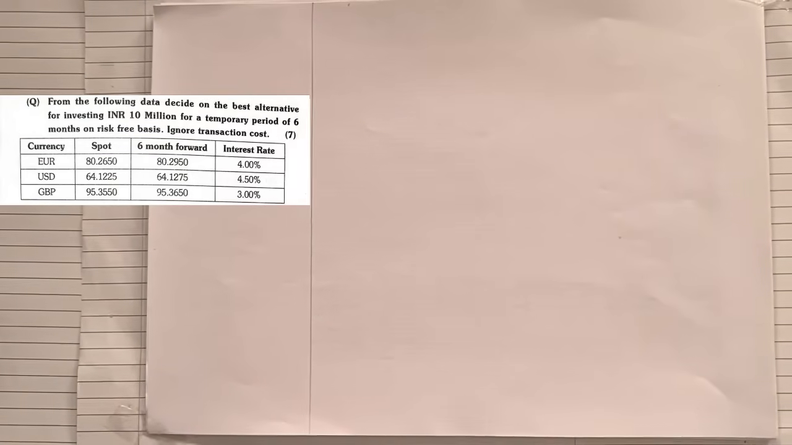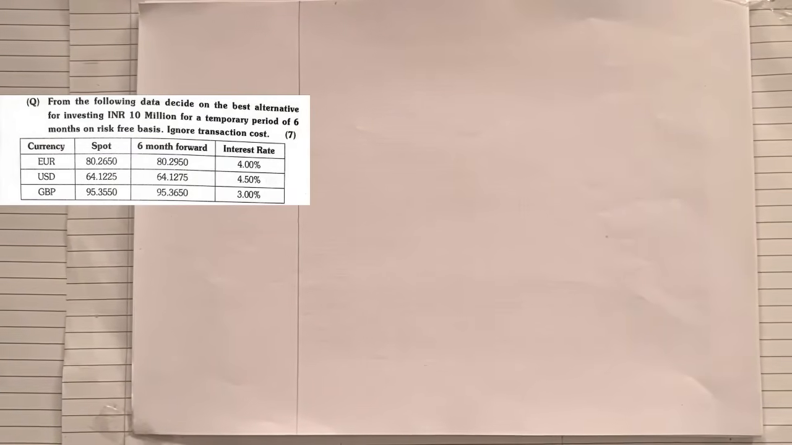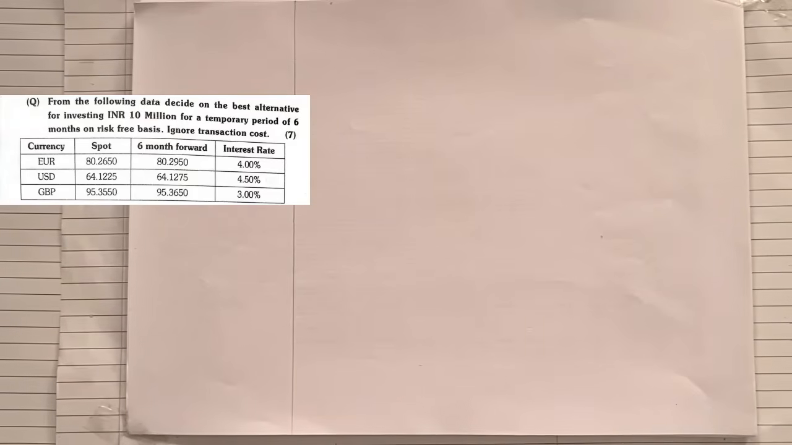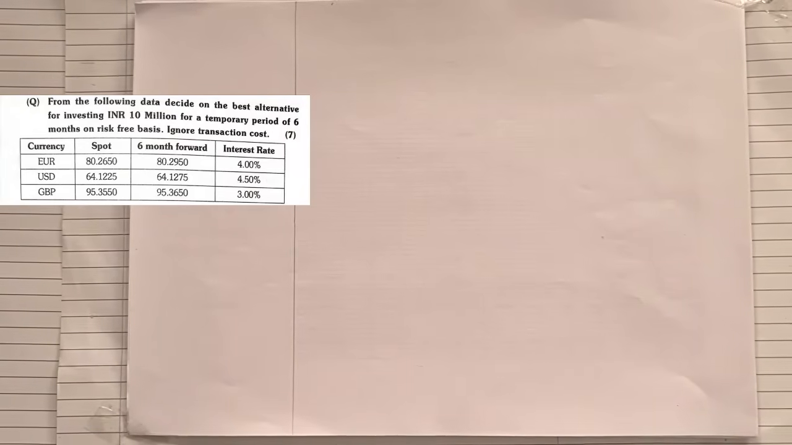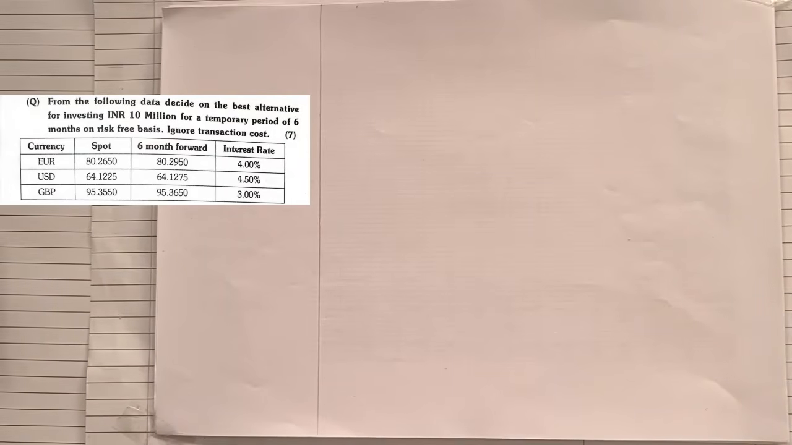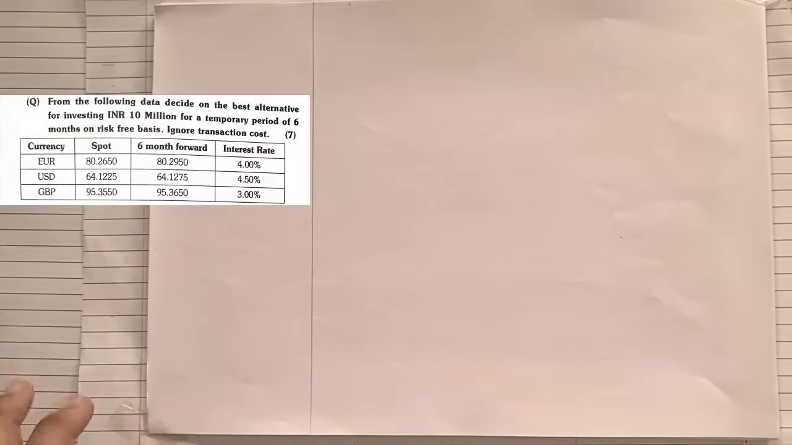Question number 3Q states that from the following data, decide on the best alternative for investing INR 10 billion for a temporary period of 6 months on a risk-free basis. Ignore the transaction cost. They are giving you 3 currencies: spot rate, forward rate, and the interest rate. So now let us see how to solve such kind of sum. This is based on an investment sum.